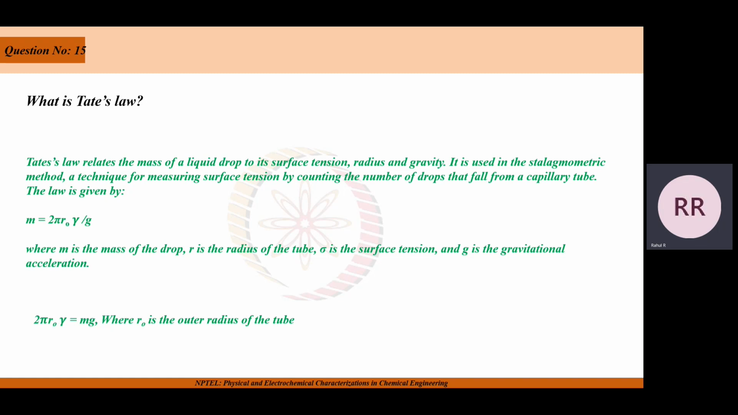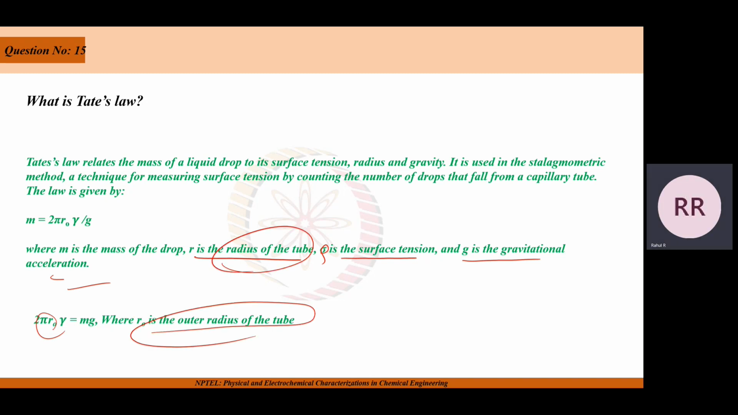It is used in the stalagmometric method, a technique used to measure surface tension by counting the number of drops that fall from a capillary tube. This is given by m = 2π r0 γ / g, where m is the mass of the drop, r0 is the radius of the tube, γ is the surface tension, and g is the gravitational acceleration.